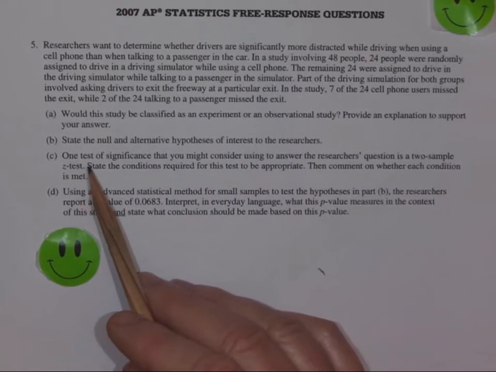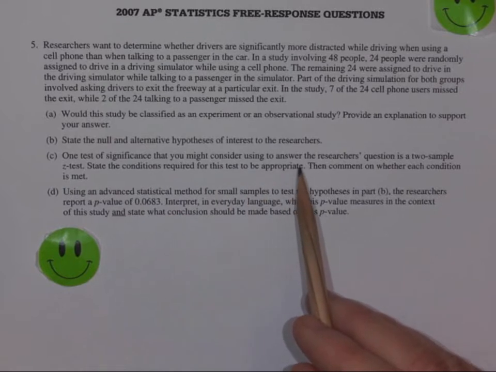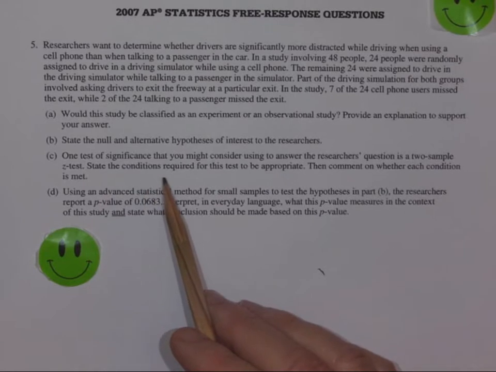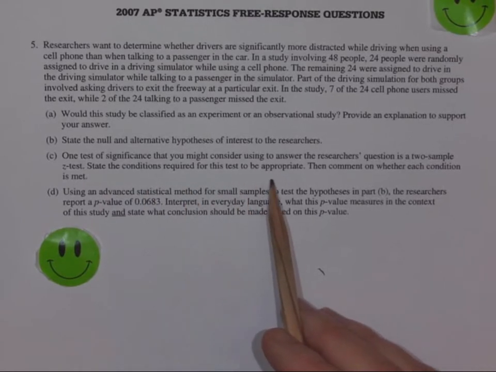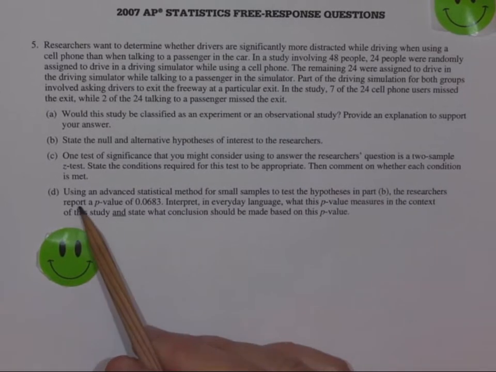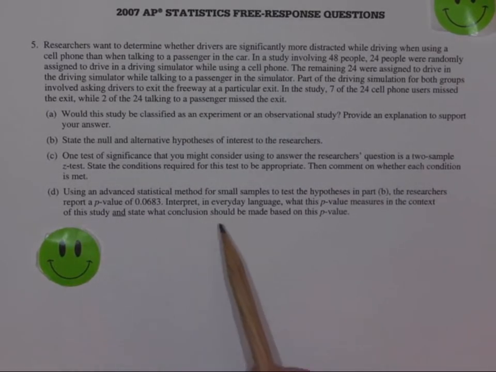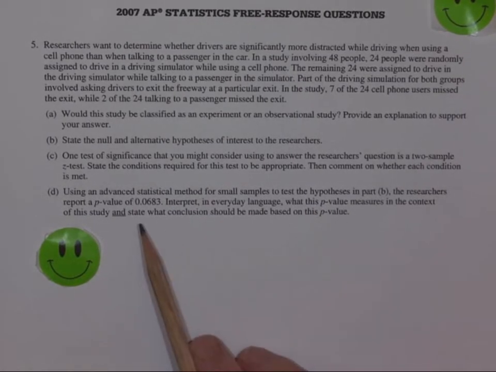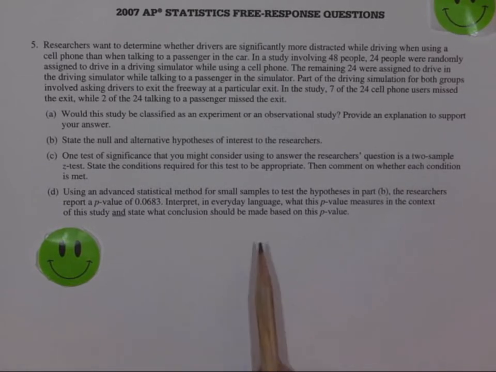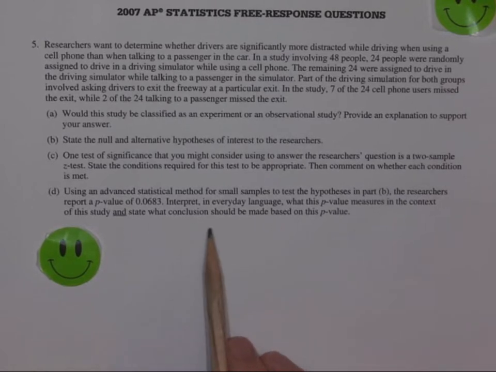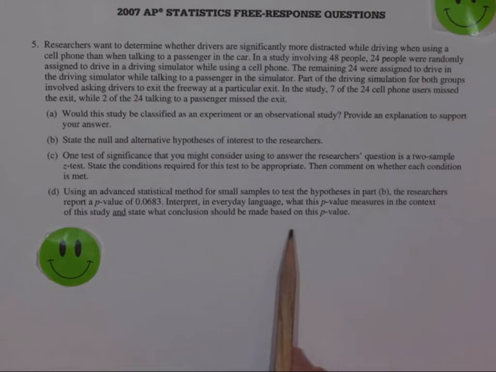Part C, one test of significance that you might consider using to answer the researcher's question is a two-sample z-test. State the conditions required for this test to be appropriate, and then comment on whether each condition is met. And then part D, using an advanced statistical method for small samples to test the hypotheses in part B, the researchers report a p-value of 0.0683. Interpret in everyday language what this p-value measures in the context of this study and state what conclusion should be made based on this p-value.